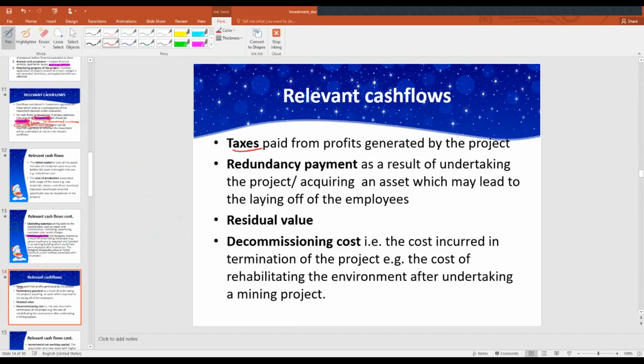If, for instance, this is the old machine and this is the new machine. In the old machine, the number of employees required were, let's say, 10 employees, but this new machine is more advanced, therefore more automated, so you require only 6 employees. Then the question is, what do you do with these extra 4 employees?